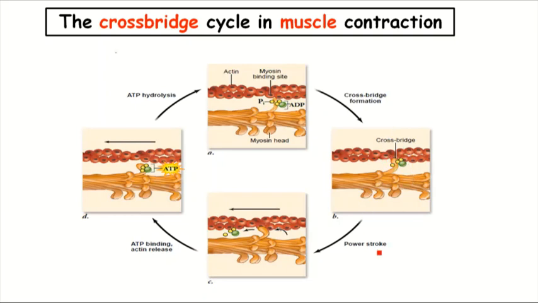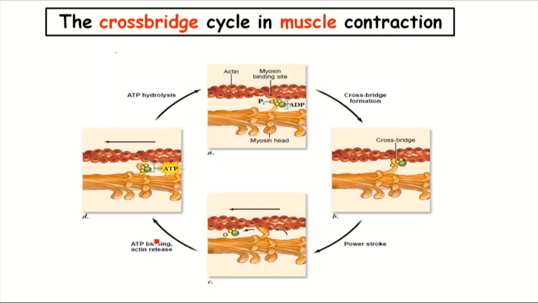Okay, then the power stroke. What happens during the power stroke? Myosin returns to the original conformation. As it releases this ADP and Pi, it returns to the original conformation. This is the original conformation, and this is the energized conformation where myosin binds to the actin. So by releasing ADP and Pi, it returns to the original conformation after the power stroke.